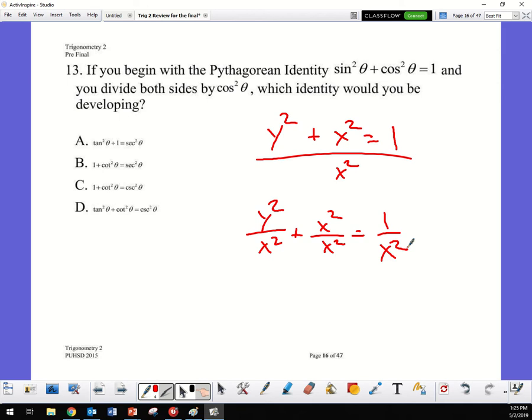Okay, let's take a look. What is y over x? Tangent. Y over x is tangent, so it's tangent squared. X squared over x squared is 1, and then 1 over x squared is secant. So which one of those is this going to be? A. Questions? You can even put it in the calculator to get the answer.